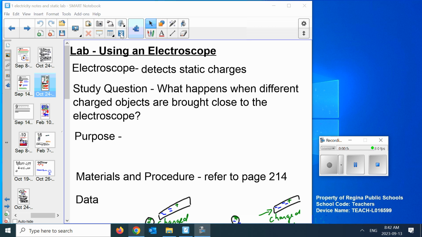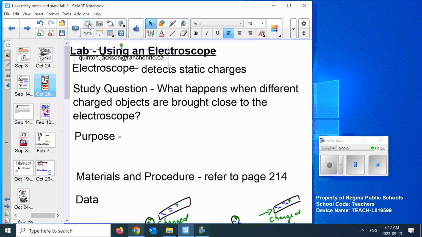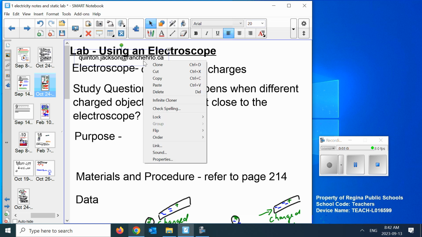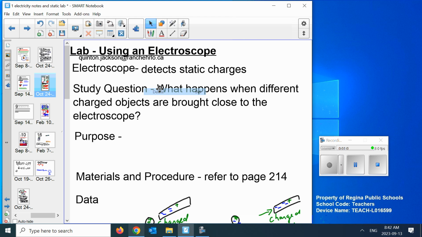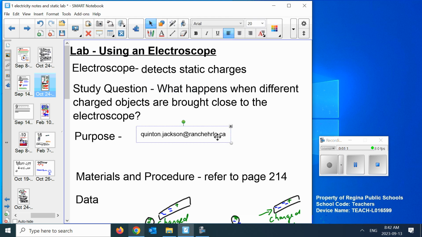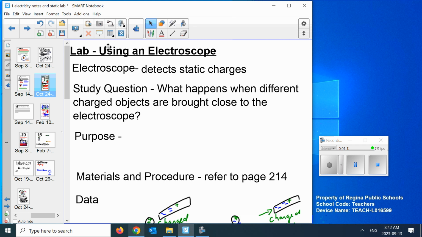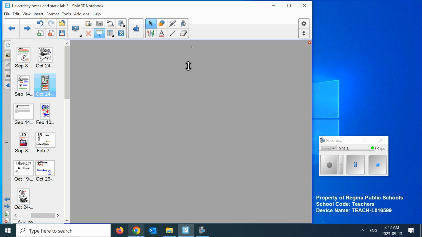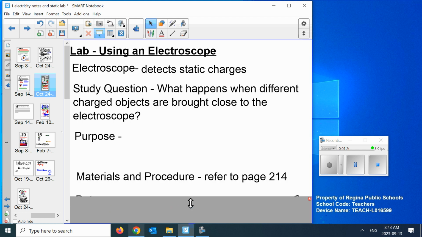Now, we're using a procedure in 214. Oh, what am I doing here? Sorry, I accidentally hit paste, I was sending an email earlier. Don't worry about it. This is what I meant to do.